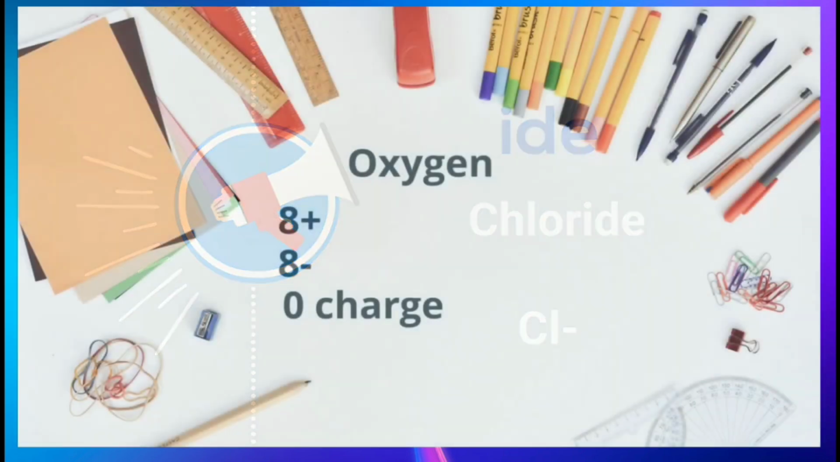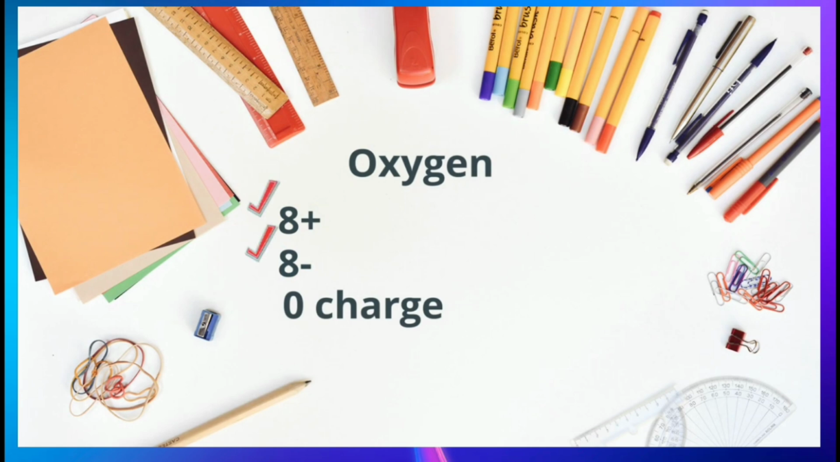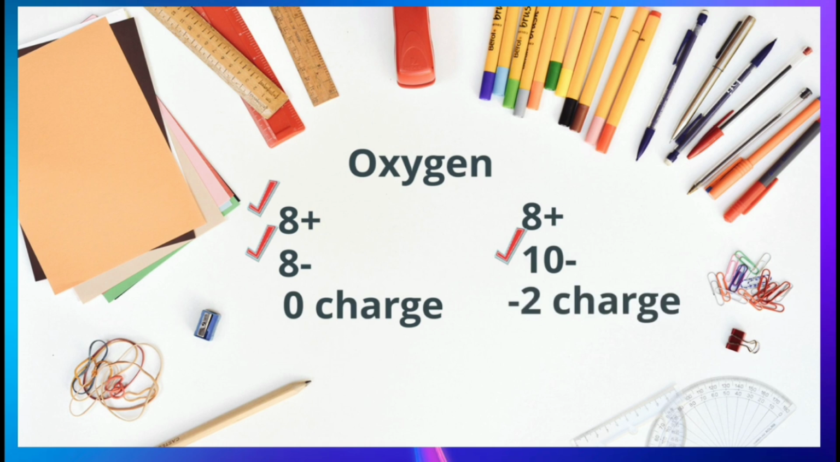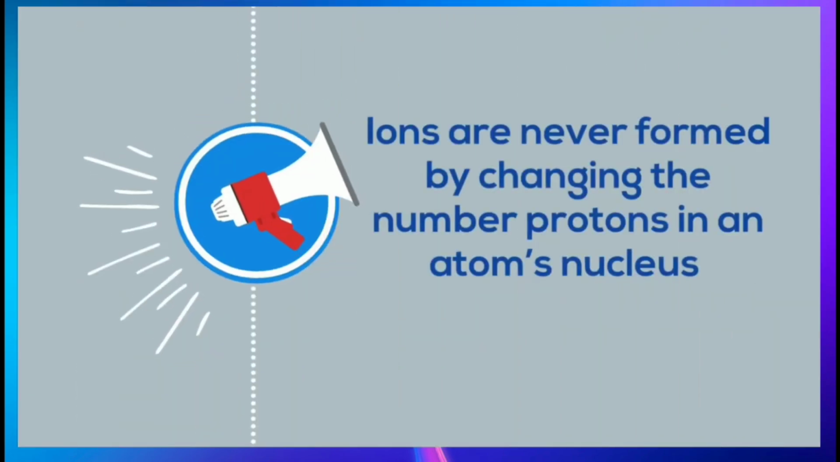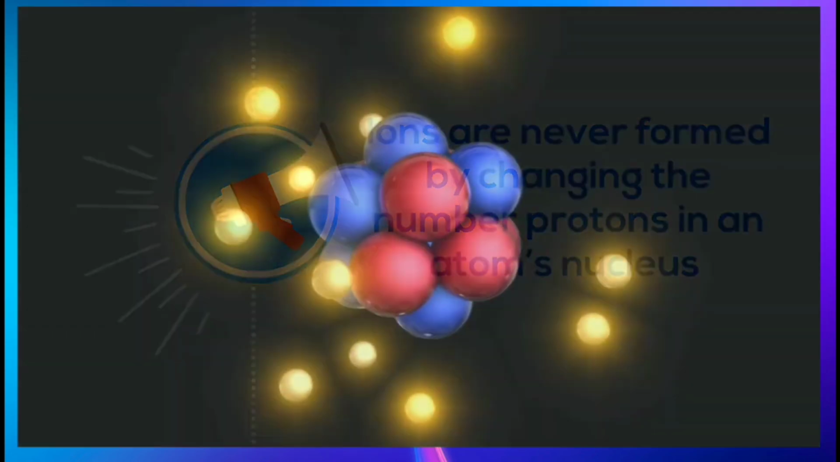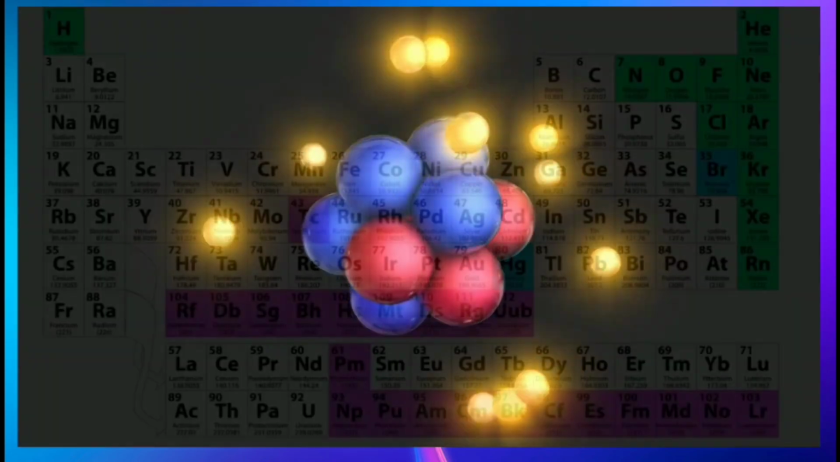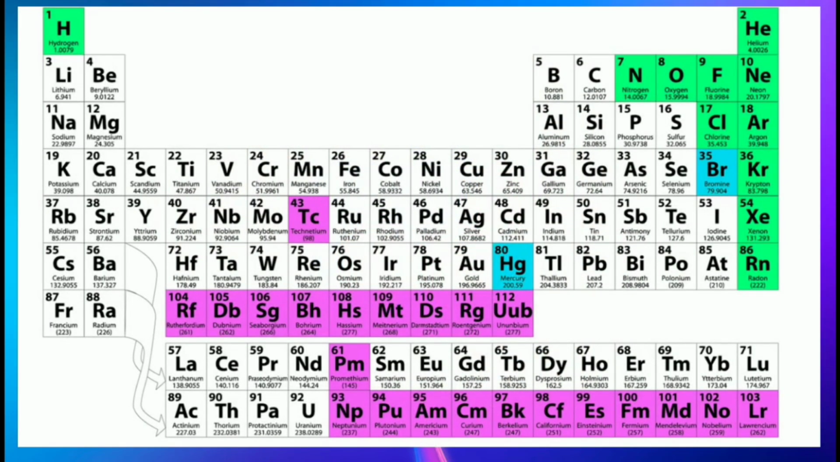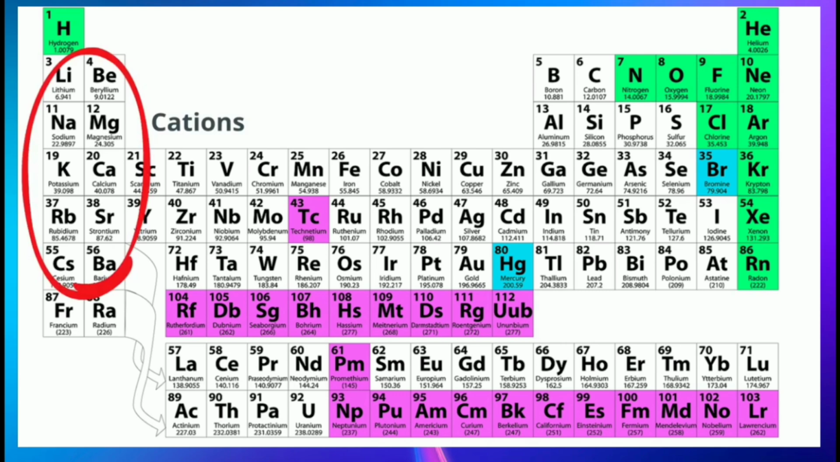Another example: neutral oxygen has 8 protons and 8 electrons. Oxygen can gain 2 electrons, which results in a -2 charge, or an oxide ion, which can be written like this. Ions are never formed by changing the number of protons in an atom's nucleus. Isolated atoms do not form ions on their own. Most often, ions are formed when metallic elements combine with non-metallic elements. Metals always form positive ions in rows 1 and 2, and nonmetals form anions by gaining electrons.